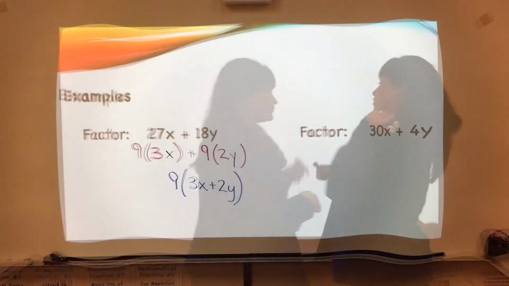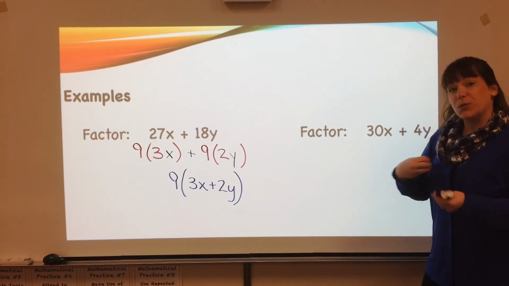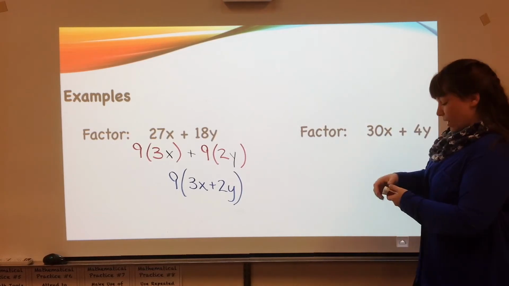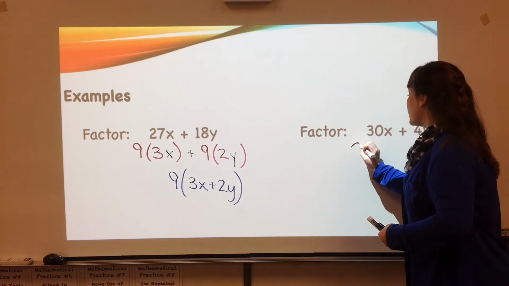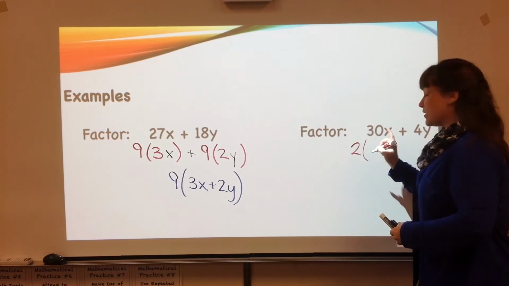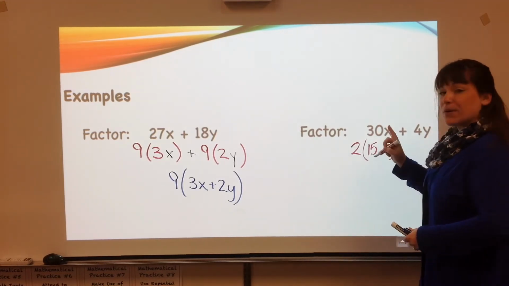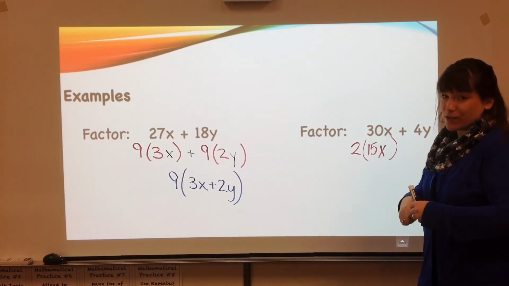Let's try another one. So look at the coefficients first. What number works with both of these coefficients? And that is 2. So I'm going to pull out a 2 and think to myself, what times 2 gets me to 30? It's 15. But remember, I have to drag this x along for the ride. Can't do anything but just drag it down.